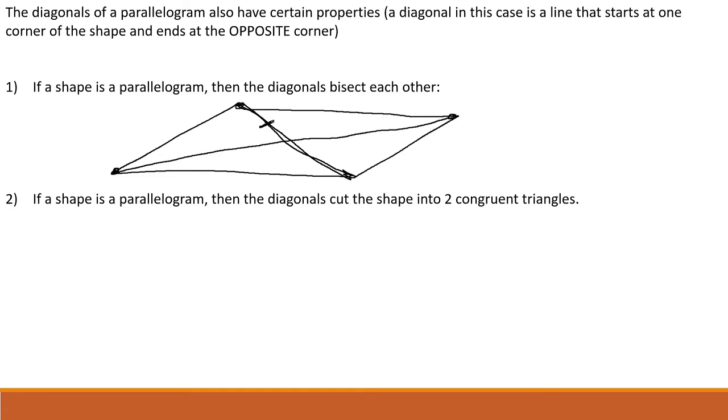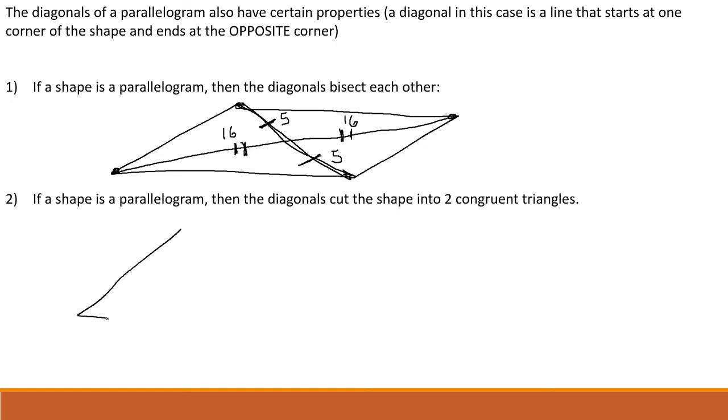So this segment is going to be the same length as this segment, and this segment will be the same length as this segment. So let's say this one might be 5 and 5. This one might be 16 and 16 or something like that. So the diagonals will cut each other in half. Not only that, but they also cut the parallelogram into two congruent triangles.